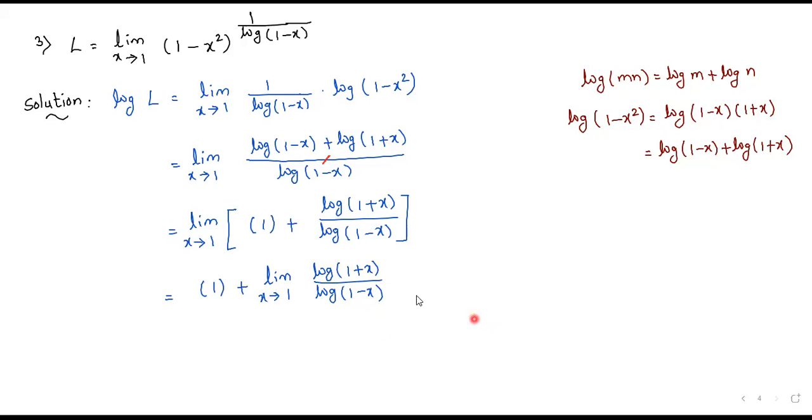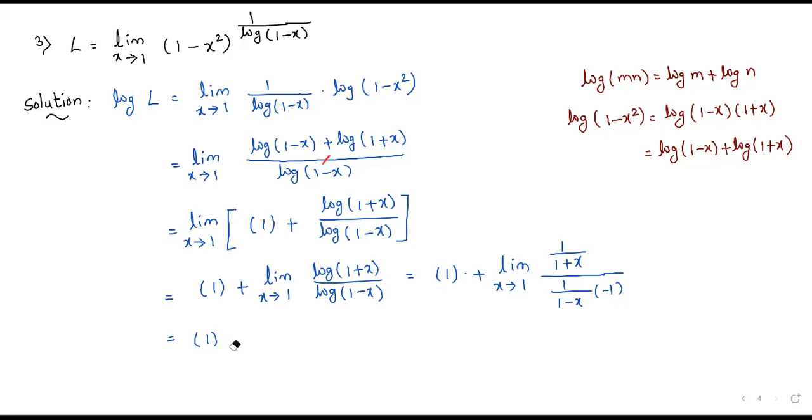If you want to solve this, how are we going to solve it? This will be equal to 1 plus limit as x tends to 1, derivative of this: 1 upon 1 plus x divided by 1 upon 1 minus x into minus 1. Okay, many times what happens is that we forget the minus 1. So this is very important, right? So what will be the next step? This is equal to 1 plus, okay, how will we solve it, right?